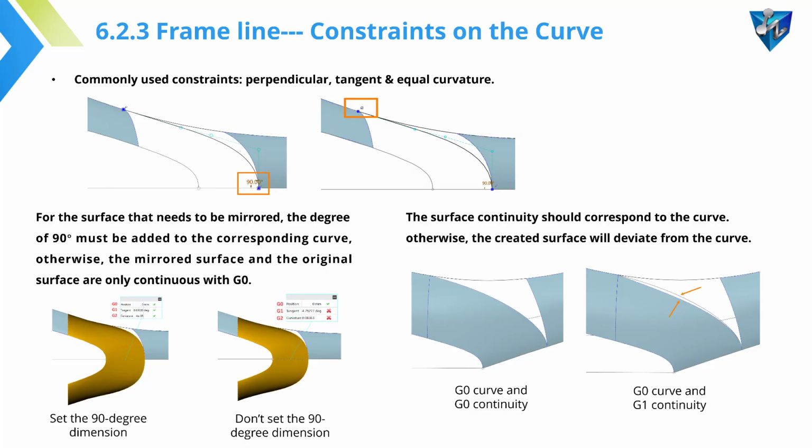Why do we need to add the constraints? For example, if you don't add the perpendicular constraint before you mirror the surface, you will find the continuity is G0 at the ends of both of them. If you add it, the continuity is G1, even G2. So we must add the corresponding constraints to ensure the quality of the shape. And the surface continuity should correspond to the curve. Otherwise, the created surface will deviate from the curve.